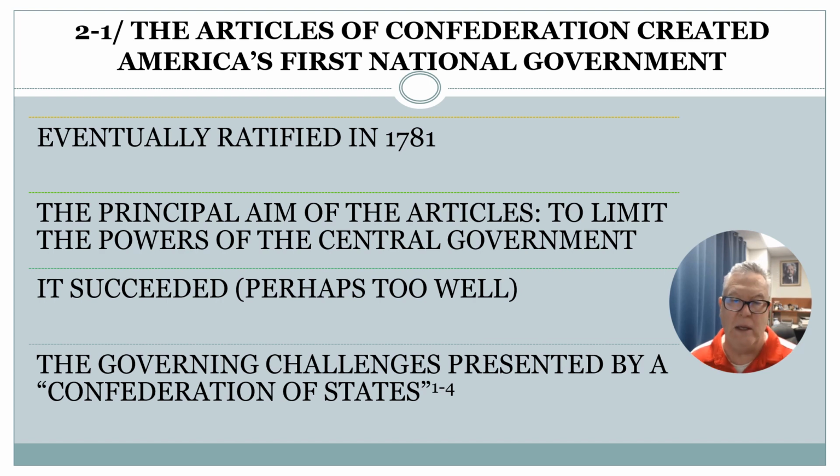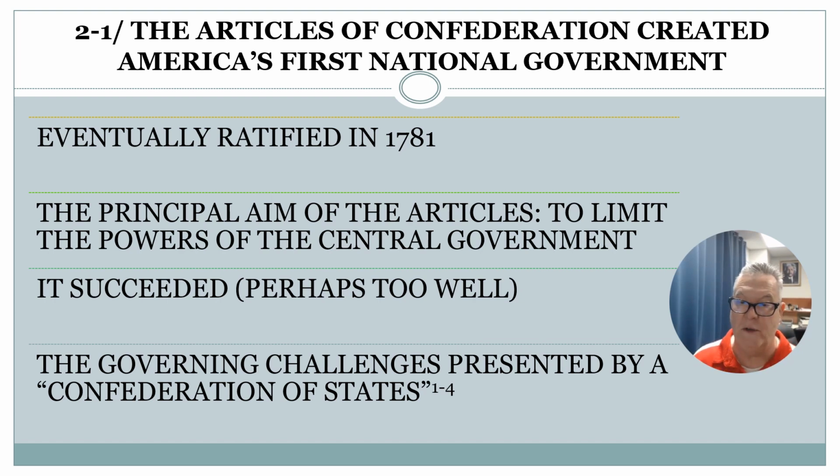They were eventually ratified in 1781, which again was well into the war. The principal aim of the Articles was to limit the powers of the central government. This reflects something important about most governments formed during warfare: they're often improvisational, and sometimes they succeed too well. In this instance, the Articles of Confederation prevented any kind of central government from forming, which also meant that there was little administrative capacity in the Articles and in the Continental Congress, which comprised basically the Confederacy of States. And so a number of governing challenges began emerging.